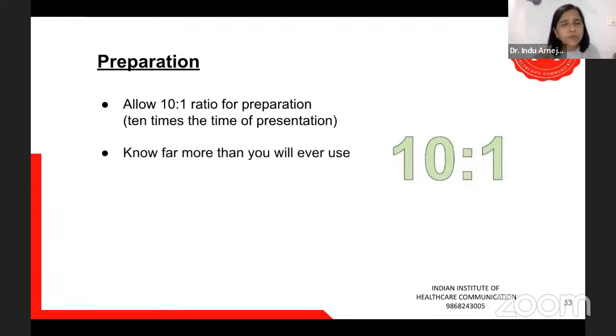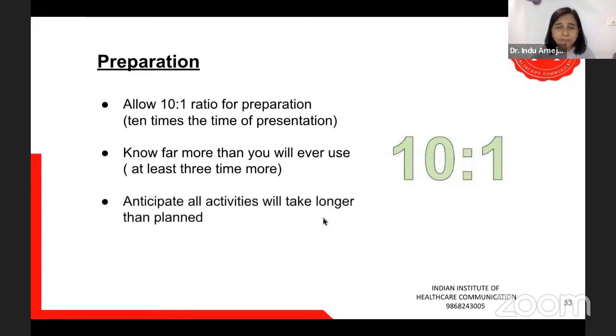Then know far more than you will ever use. You may not use the whole thing. Almost like I say 3 times more. Because you never know, your participant might ask you something that you probably will not think somebody is going to ask me. But you really need to be thorough with your content and at least know 3 times more than what you're going to deliver. Please anticipate that all activity will take longer than planned.